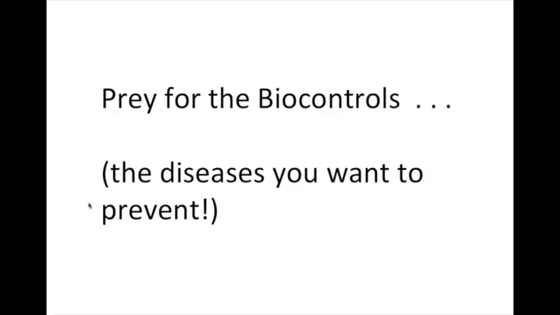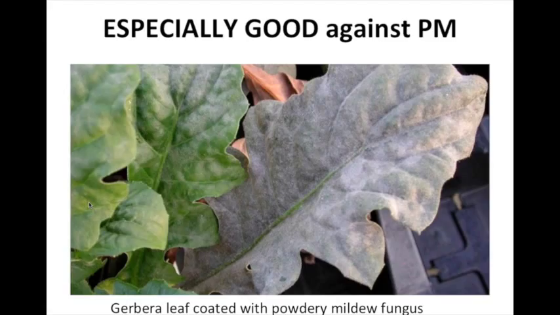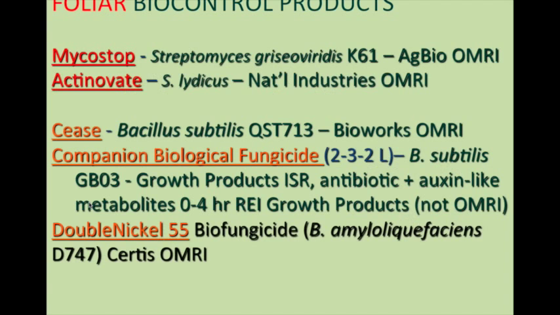Let's think a little bit about the prey for the biocontrols, the things that you're actually trying to prevent. All of the biocontrol organisms that are available on the market today seem to be especially good against powdery mildew, and that's a very good thing because powdery mildew is a very conspicuous disease that we need to keep under control in the greenhouses. There are also a wide number of products available now. We have two products that are Streptomyces based, Micostop and Actinovate. We have three listed here that are Bacillus products based on different species of Bacillus: Cease, Companion, and Double Nickel.